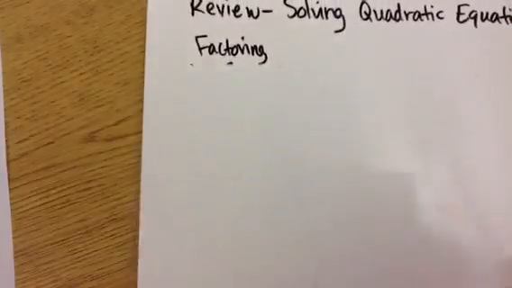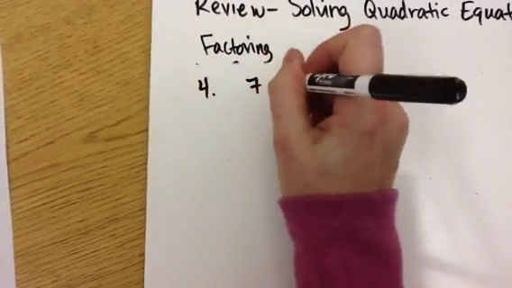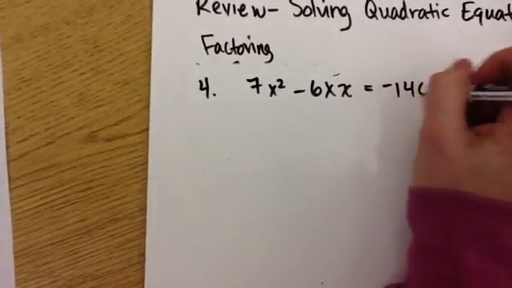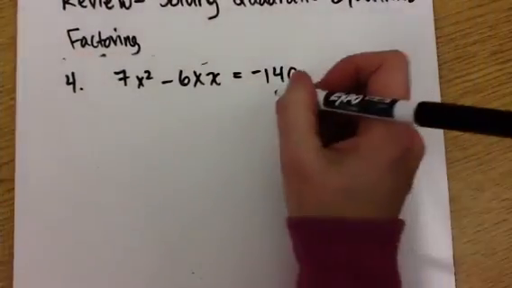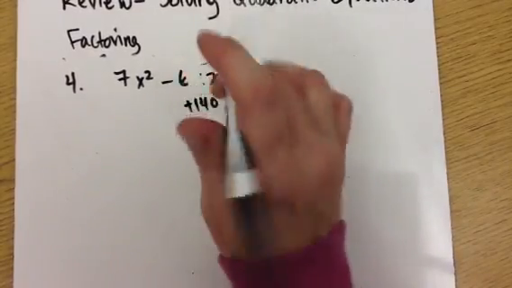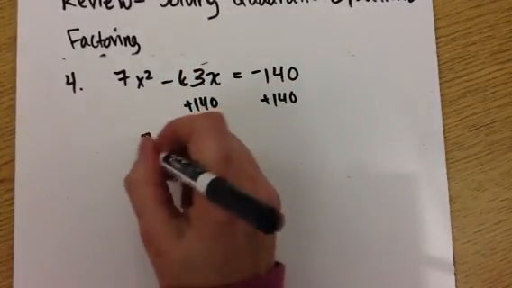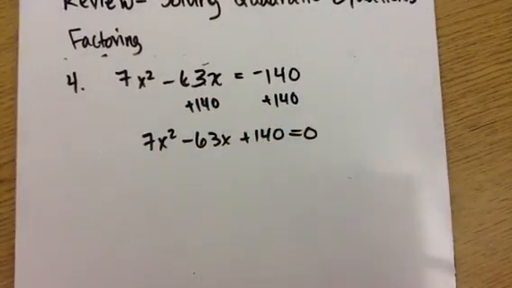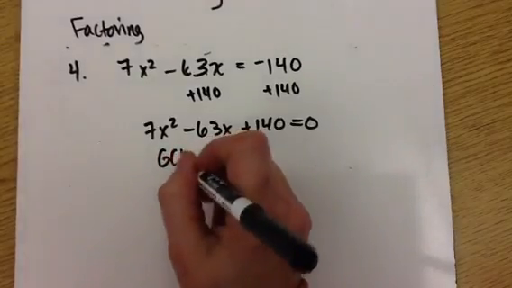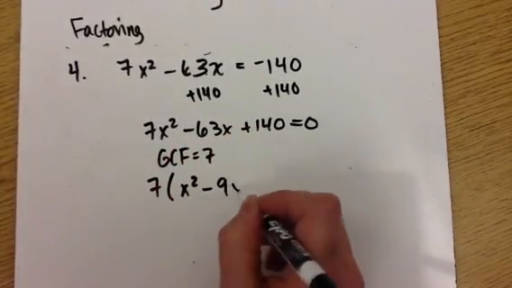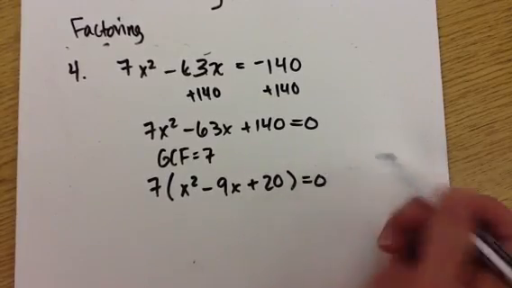We have one more to solve by factoring. Number 4, 7x squared minus 63x equals -140. So I'll add that 140 over. That should be a 63. Okay. So 7x squared minus 63x plus 140 equals 0. Looks like I have a common factor of 7. So 7 times x squared minus 9x plus 20 equals 0.